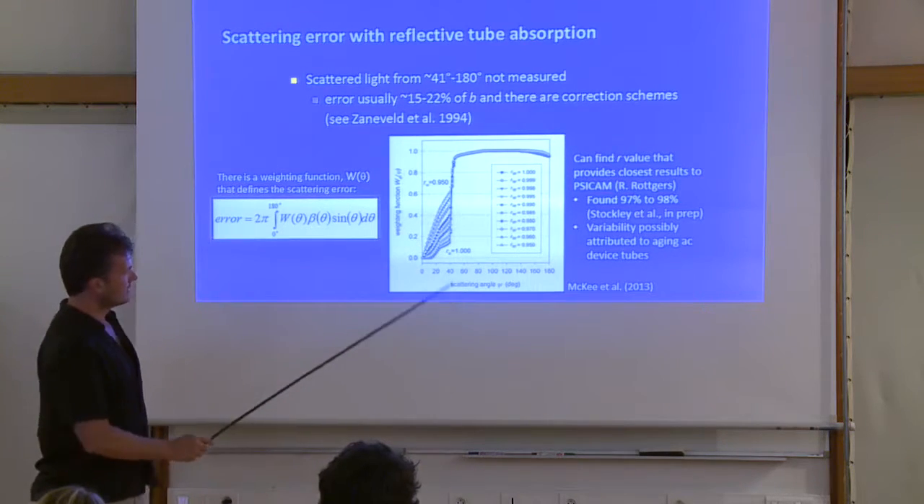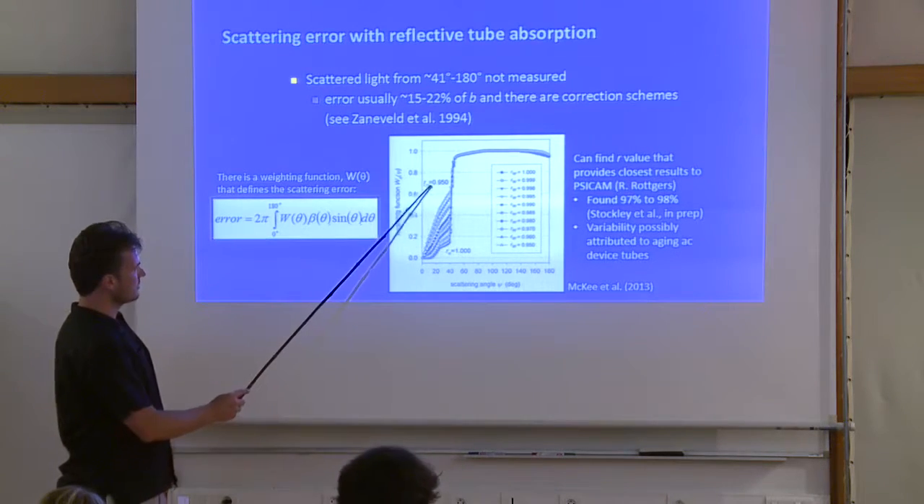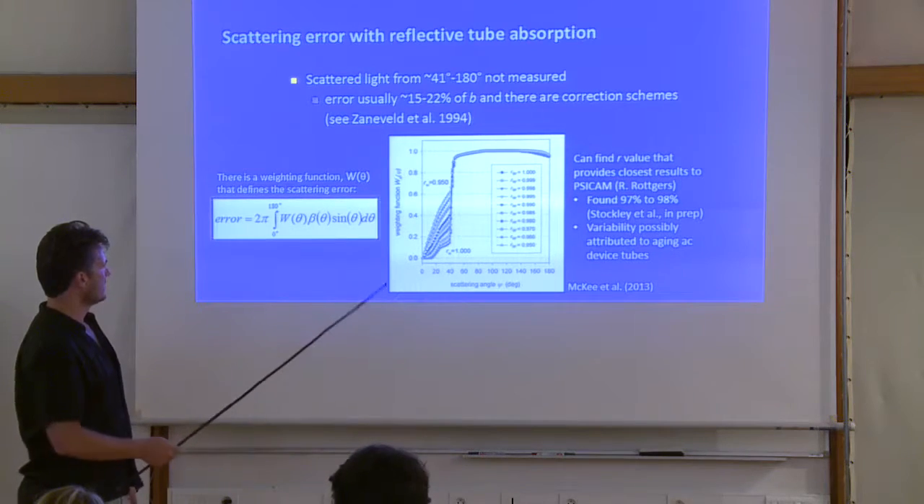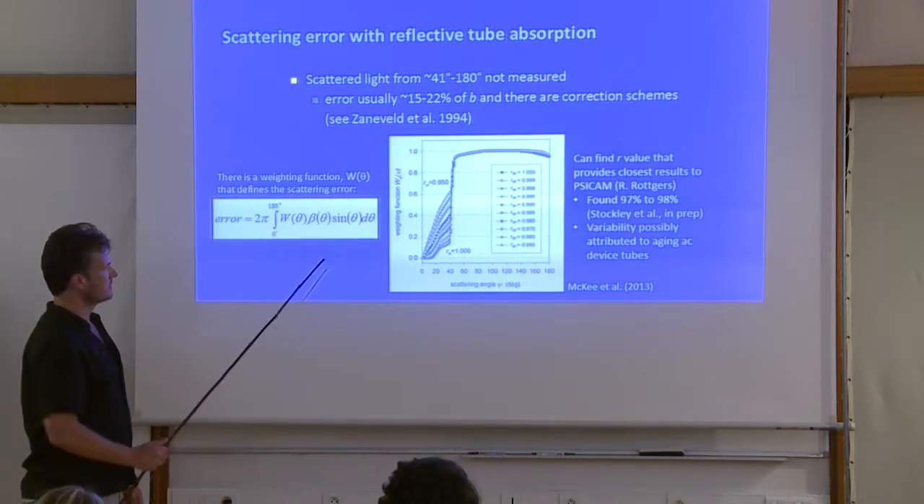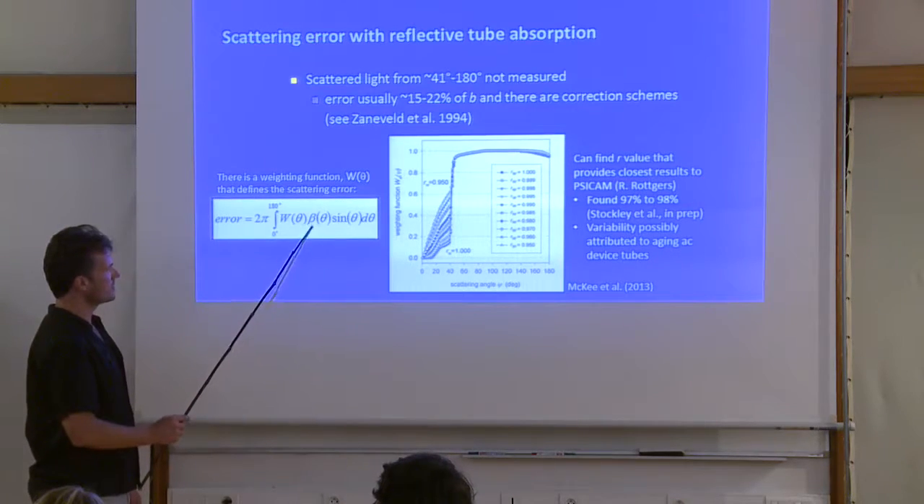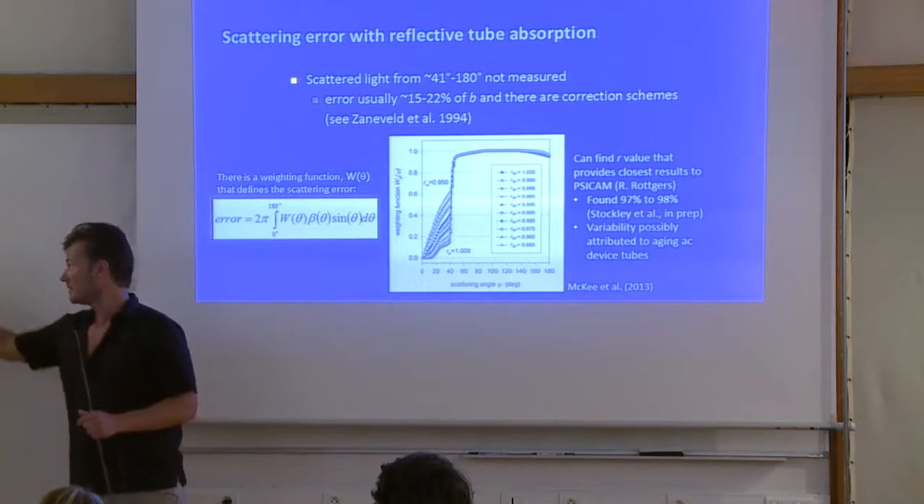So these are different reflectivities of the tube. We talked a little bit about this yesterday, but they modeled it between 95% and 100% reflectivity. And the error is going to be taking any one of these, convolving it with your volume scattering function and integrating, and that's going to be the total error for the measurement.